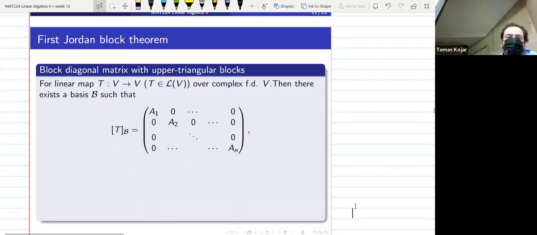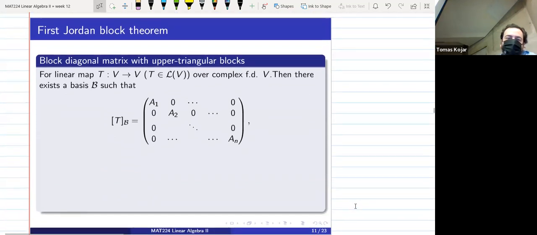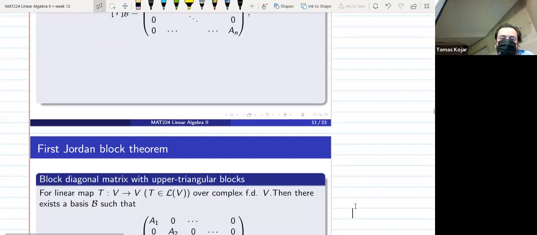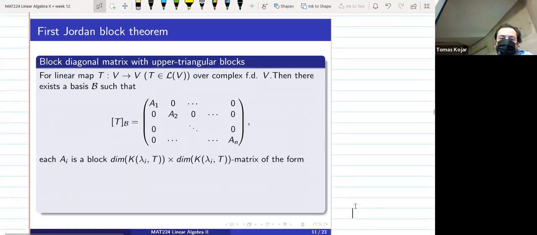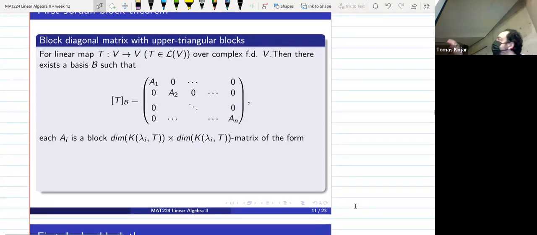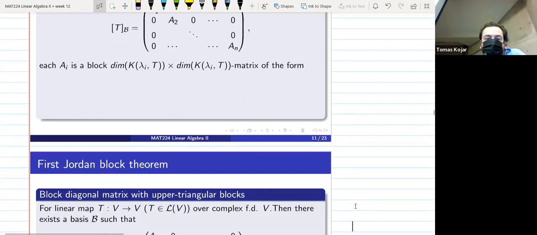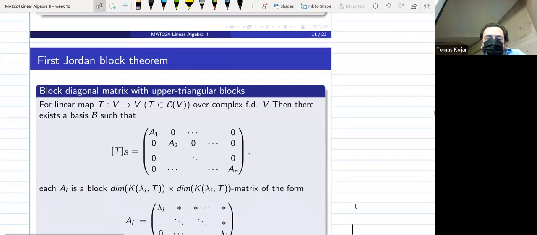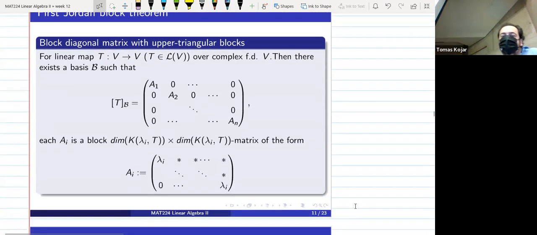So we show that there exists a basis B so that you can write your linear map in blocks. Yes. And that's why it's called the Jordan block theorem, where each of the A_i can be written with the eigenvalue for the generalized eigenspace.